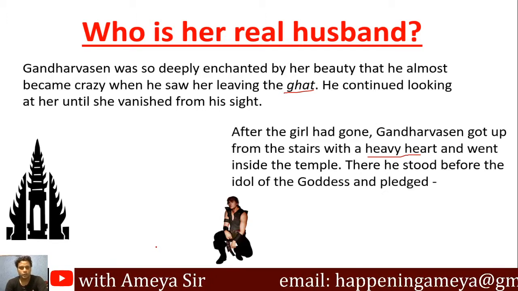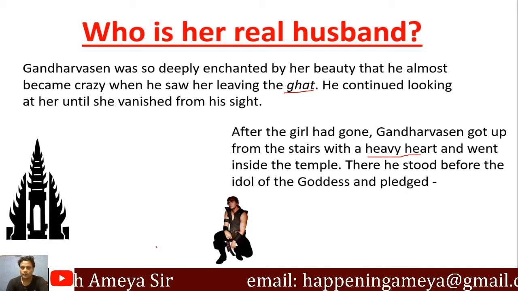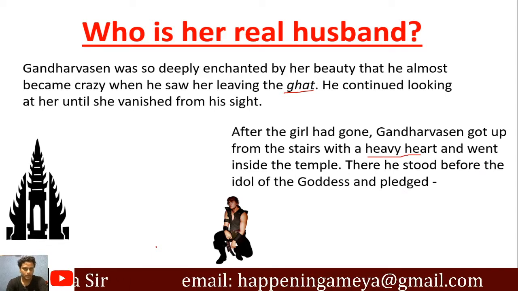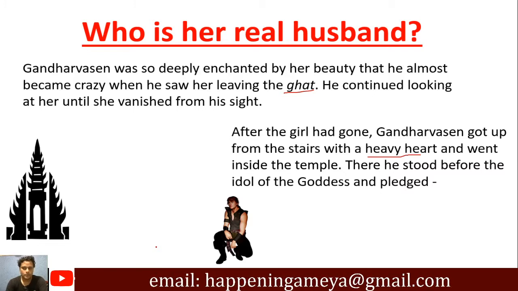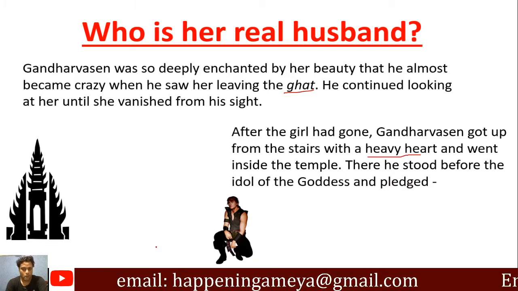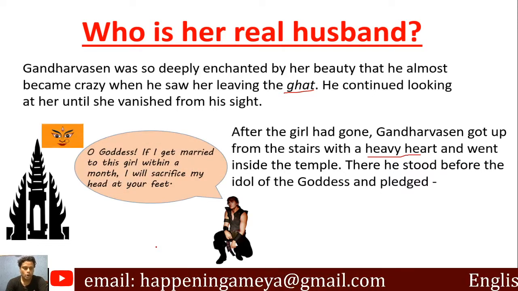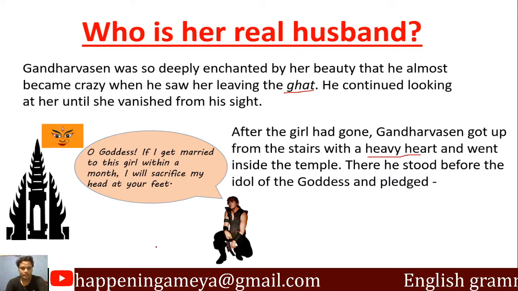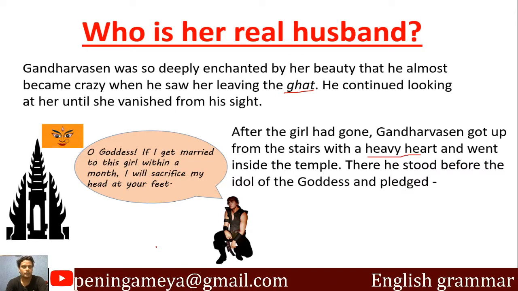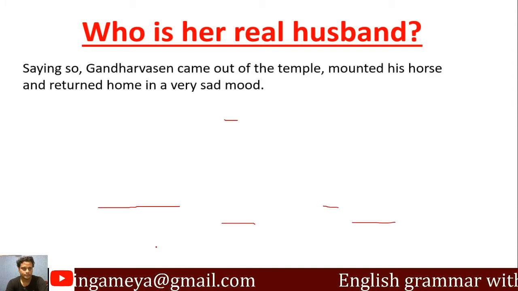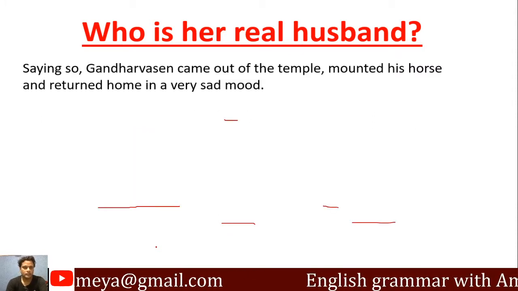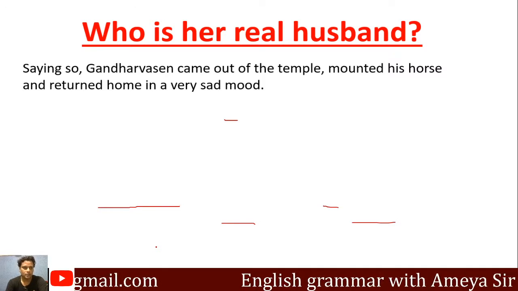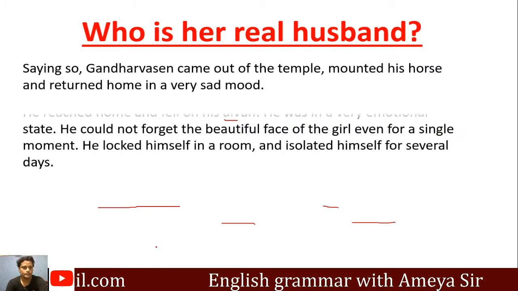After the girl had gone, Gandharva got up from the stairs with a heavy heart and went inside the temple. There he stood before the idol of the goddess and pledged, "O goddess, if I get married to this girl within a month, I will sacrifice my head at your feet." Saying so, Gandharva came out of the temple, mounted his horse, and returned home in a very sad mood.